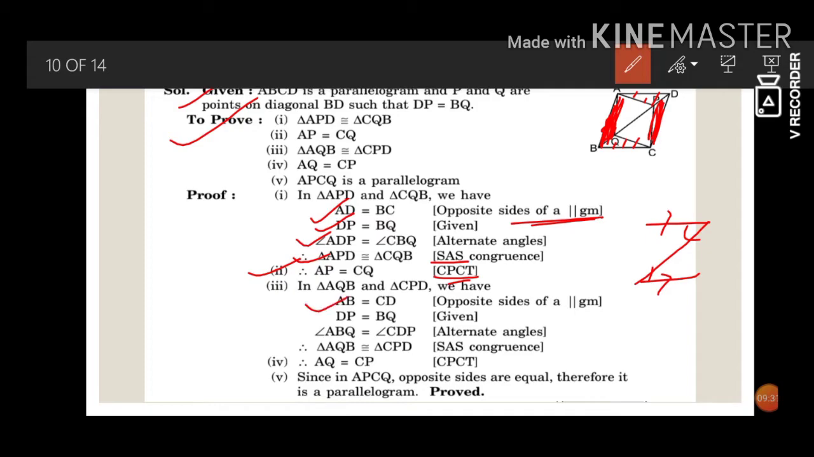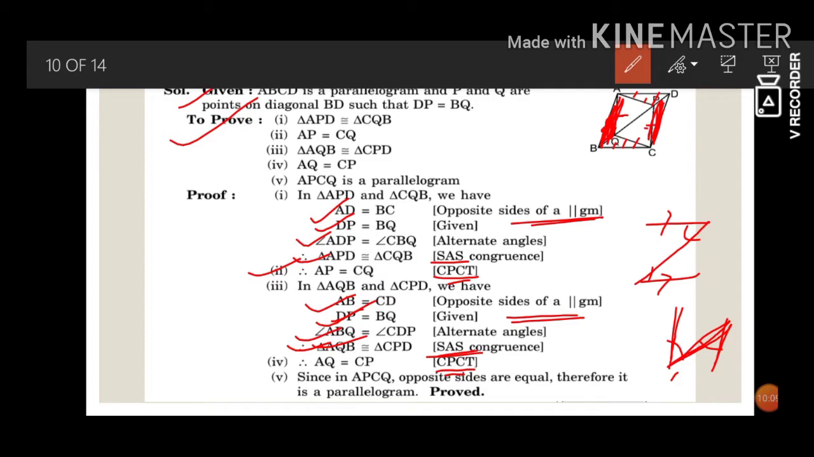We already have AB is equal to CD, opposite sides of a parallelogram. DP is equal to BQ, it is given in the question. And angle B and angle D are alternate angles. Now the lines are like this, and this is the BD line. So these angles are alternate angles. So by side angle side congruency rule, we can say the triangles are congruent. Since the triangles are congruent, with CPCT we can say AQ is equal to CP.